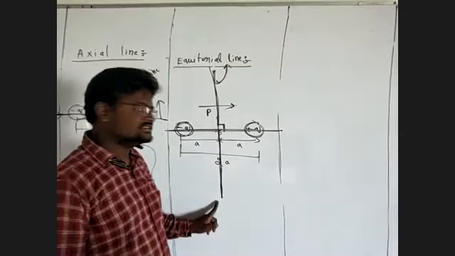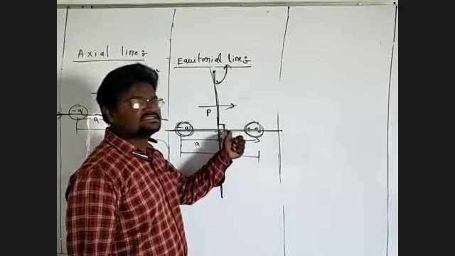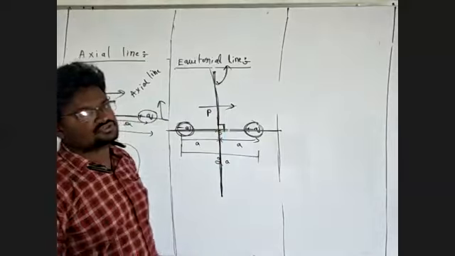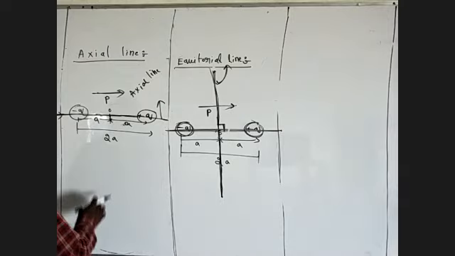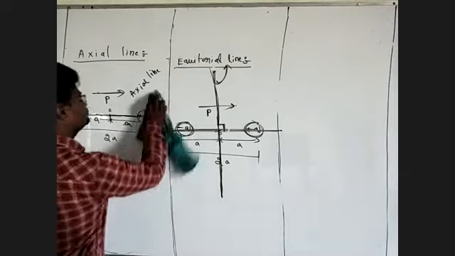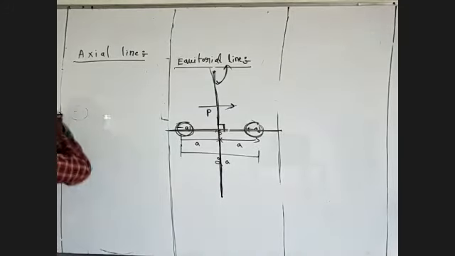One more straight line passes through the center of the dipole. This straight line is perpendicular to the axial line. This line is called the equatorial line. Next, I'm going to explain the derivation. This is very, very important for IP and competitive exams.